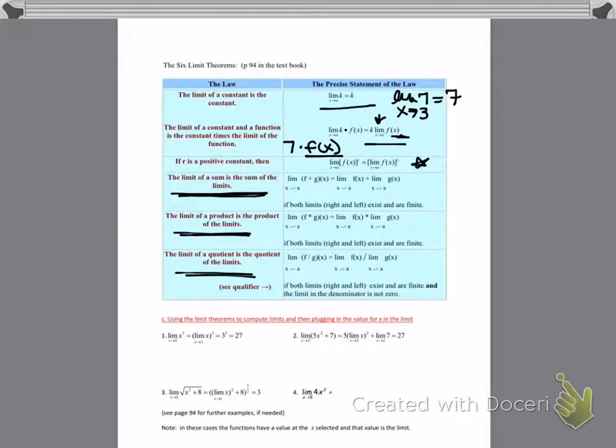All right, those are the general rules. Now, it's easier to understand them when you look at some examples. So let's do that next.